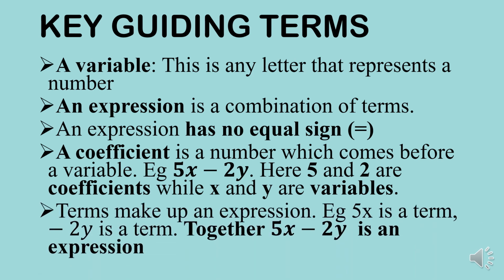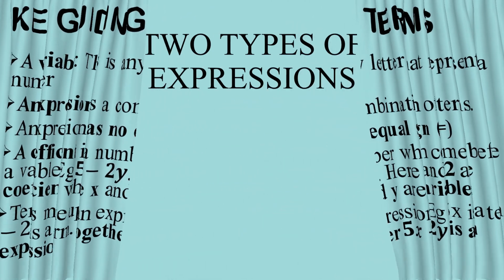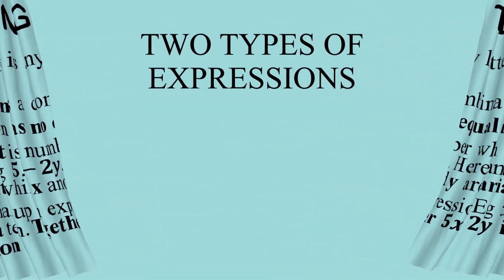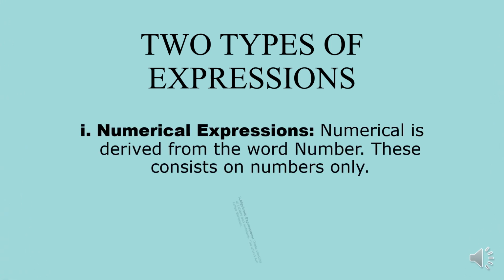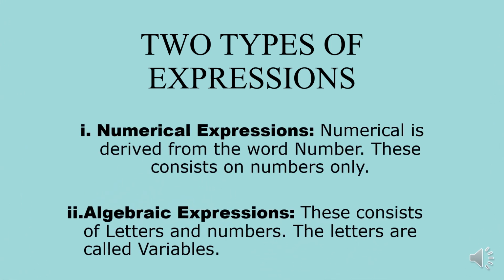So terms make up an expression. Together, 5x minus 2y is an expression. Now, there are two types of expressions that we're going to look at. The first one is the numerical expression. The word numerical comes from the word number. These consist of numbers only. We're just looking at numbers only. This word was supposed to be "consists of" instead of "consists on."